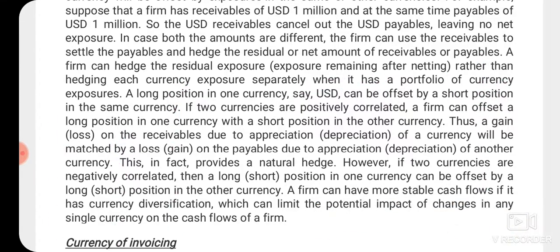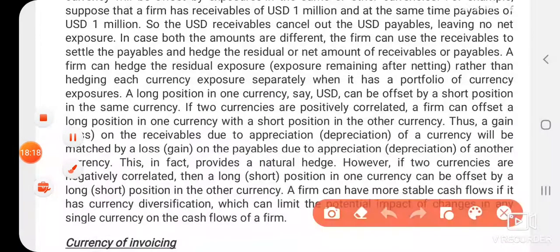Think of another case. So far we have discussed positively correlated values. Now we can discuss what happens if two currencies are negatively correlated. If two currencies are negatively correlated, it means there is no mutual relationship between such currencies.